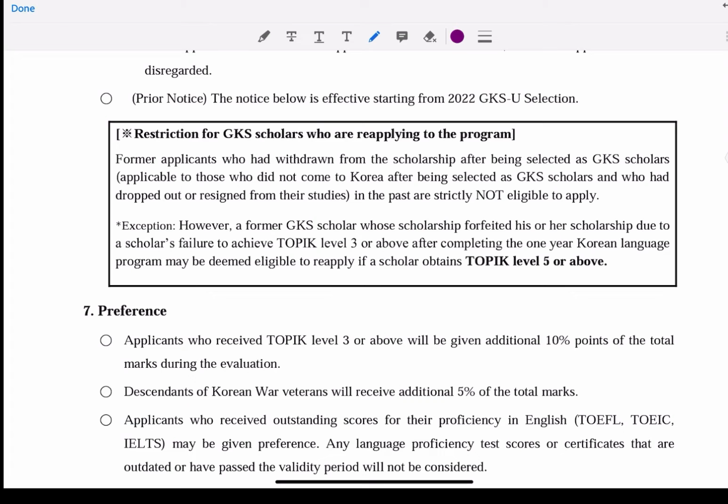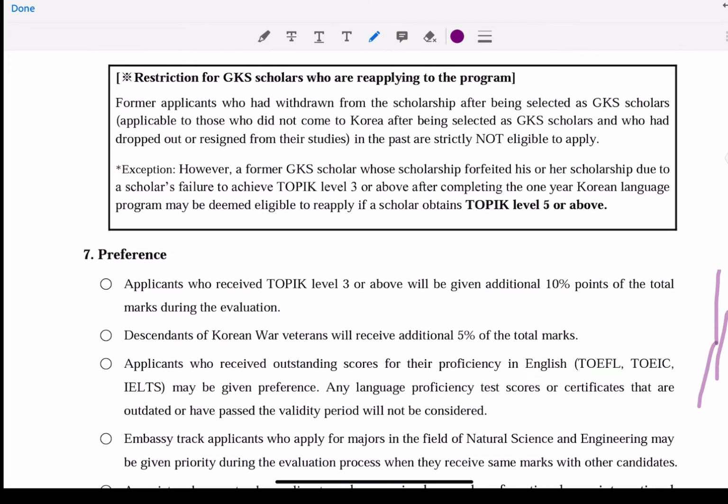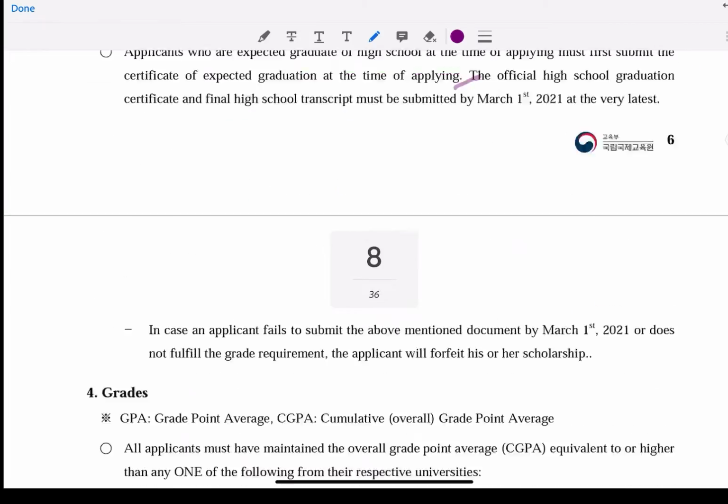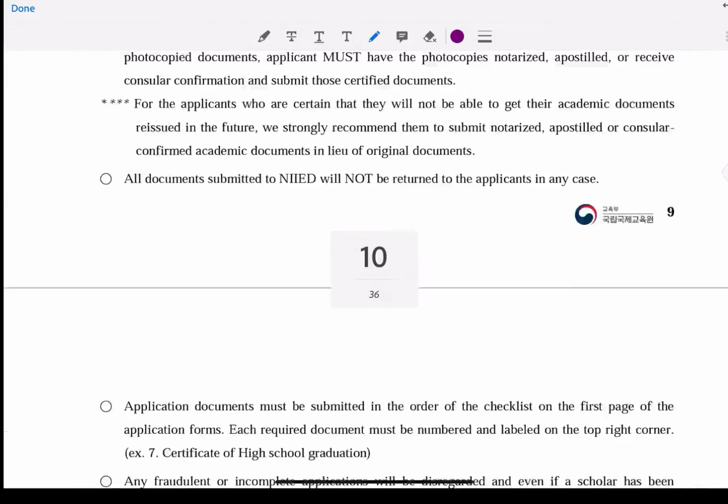So if you have them, it's always a plus point. But if you cannot submit them and if your other documents are stronger, there is a chance that you can be selected for this scholarship program. So it depends. These are the things you need to take into consideration.